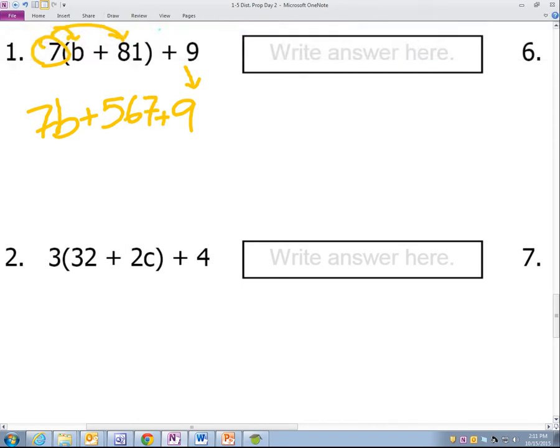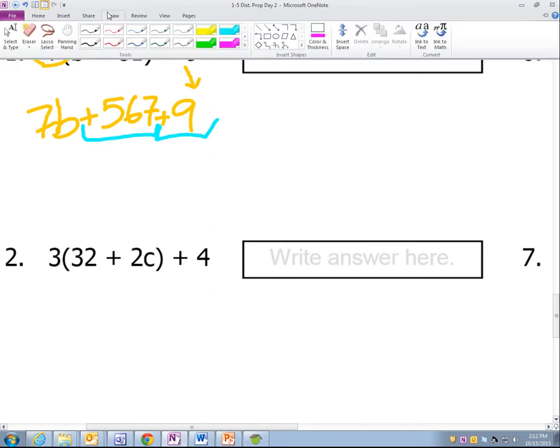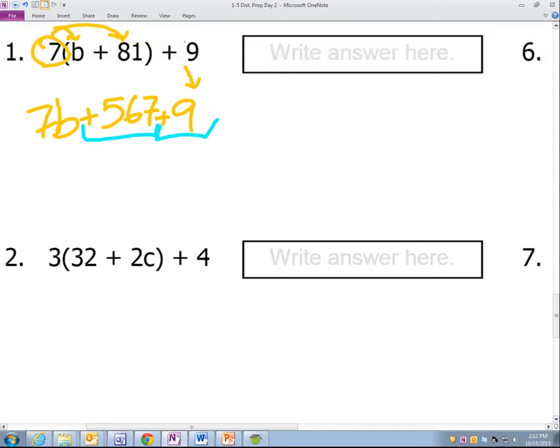Now I have to look at this next part. Are there anything that have like terms in this new expression? Yes, there are. Which ones? 567 and 9. Those are both like terms. So I'm going to rewrite my answer right here as being 7b plus 576, because those two that I underlined in blue, those are like terms, so we can move along from there.